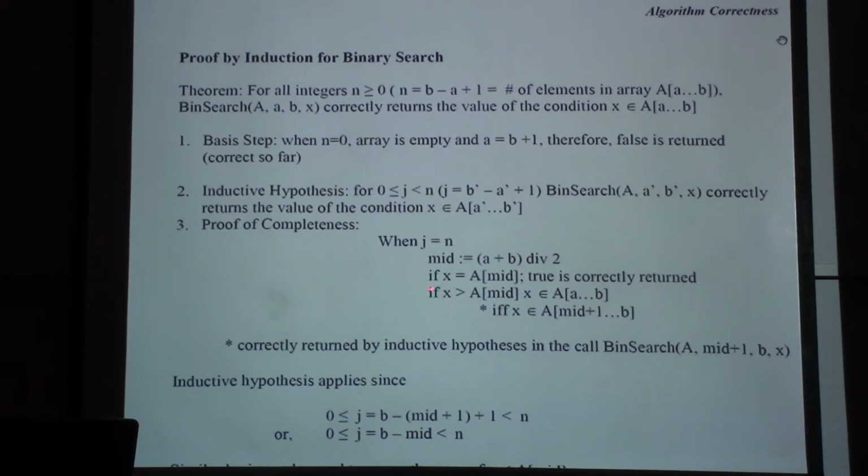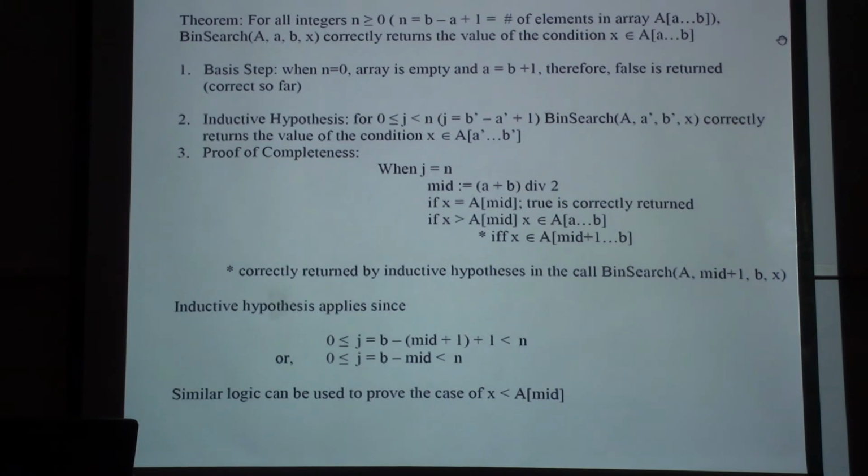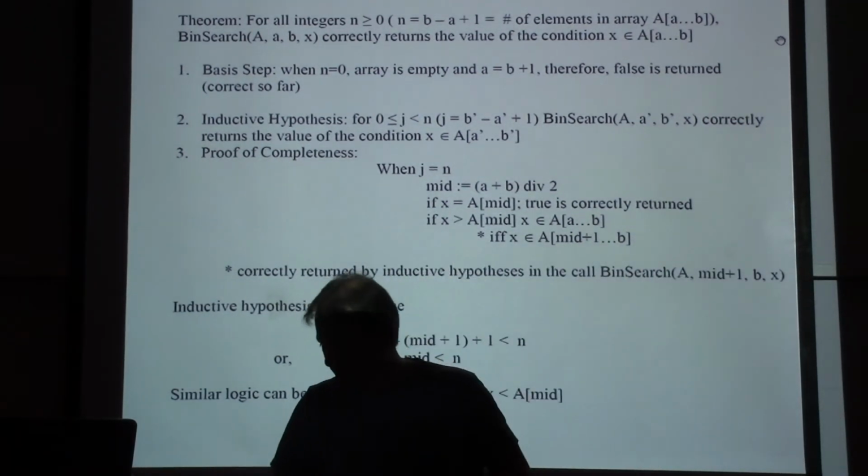And of course, if x is less than a sub mid, we'll get the opposite here, right? It's going to be a member of the whole thing if and only if x is an element from a sub a to mid minus 1. And that's also a reduction of at least 1. Okay, so that's the proof of that one. Any questions about these two?